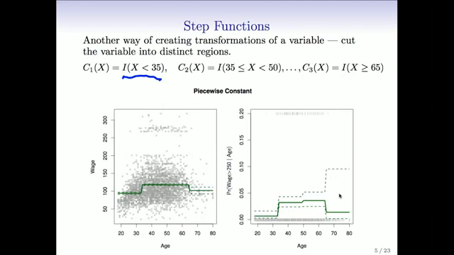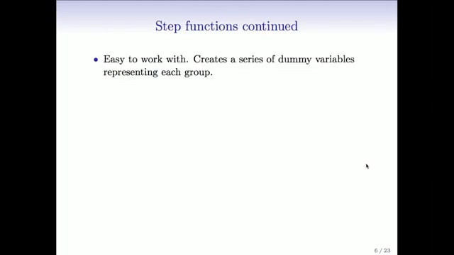Here we've done the same thing as we did before for the logistic regression, but with a piecewise constant function. Everything else is the same, but the fitted function's kind of blocky, and maybe considered not as attractive. Step functions are easy to work with. As I said, you make a bunch of dummy variables and just fit the linear model.